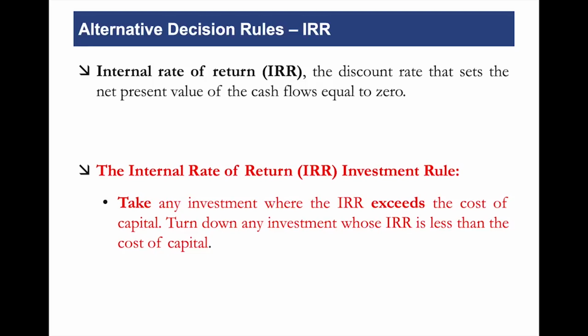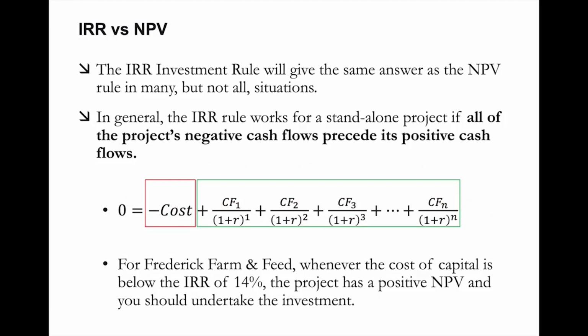I can understand that sometimes this rule can be a little bit confusing, but always go back to the NPV profile to understand, have a look where the positive NPV is for the discount rate and where the negative NPV is, and hopefully this rule will make a lot more sense to you. So the internal rate of return rule will give us the same answer, accept or reject, as the NPV rule in many, but not all situations.